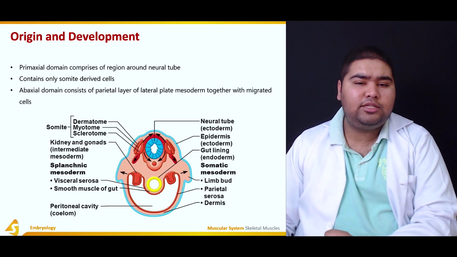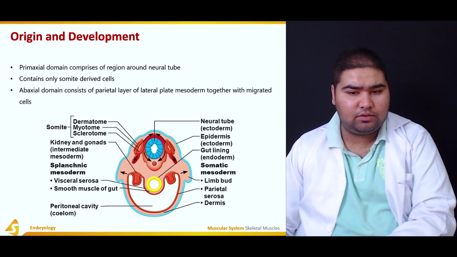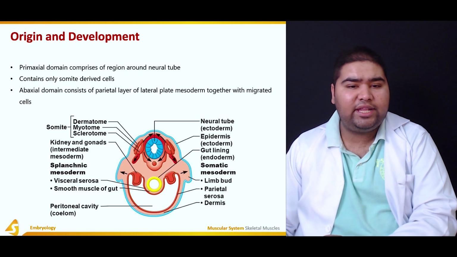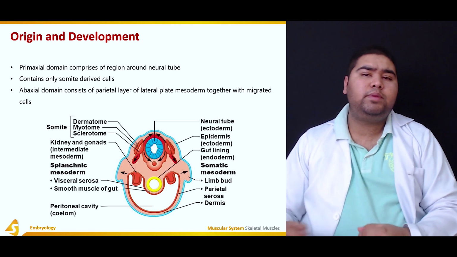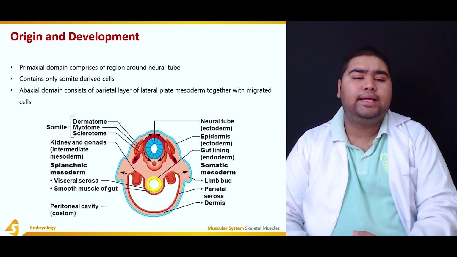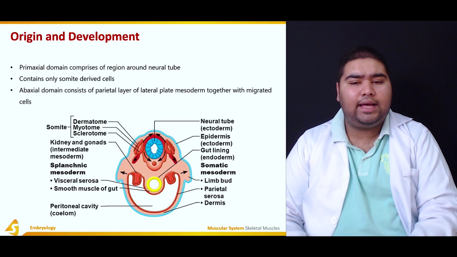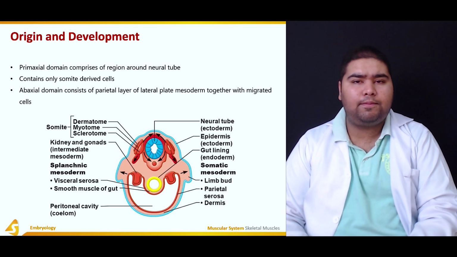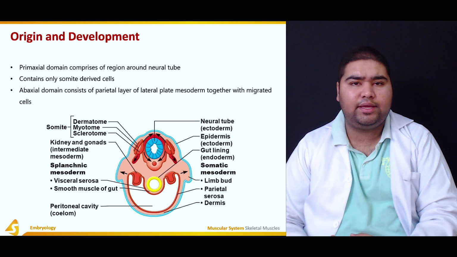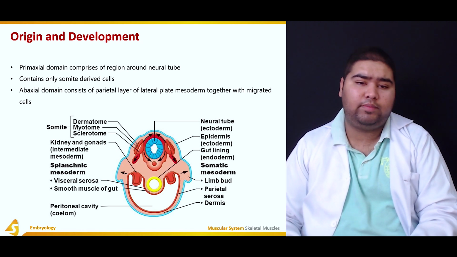The abaxial domain consists of the parietal layer of the lateral plate mesoderm together with the migrated cells. We talked about cells migrating to the lateral plate mesoderm. So the abaxial domain consists of the parietal layer of the lateral plate mesoderm along with the cells that have migrated into it. These cells migrated from the somites.